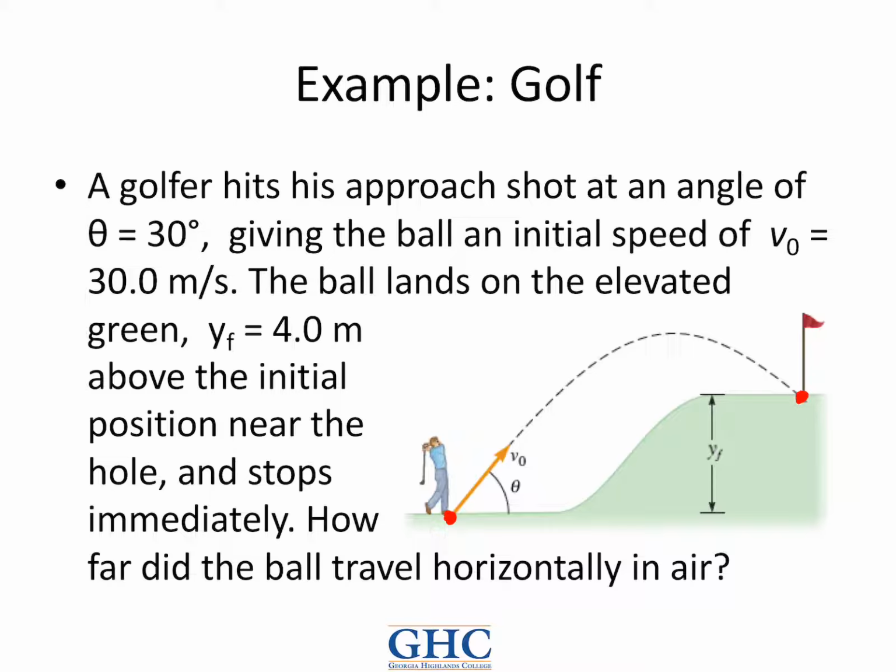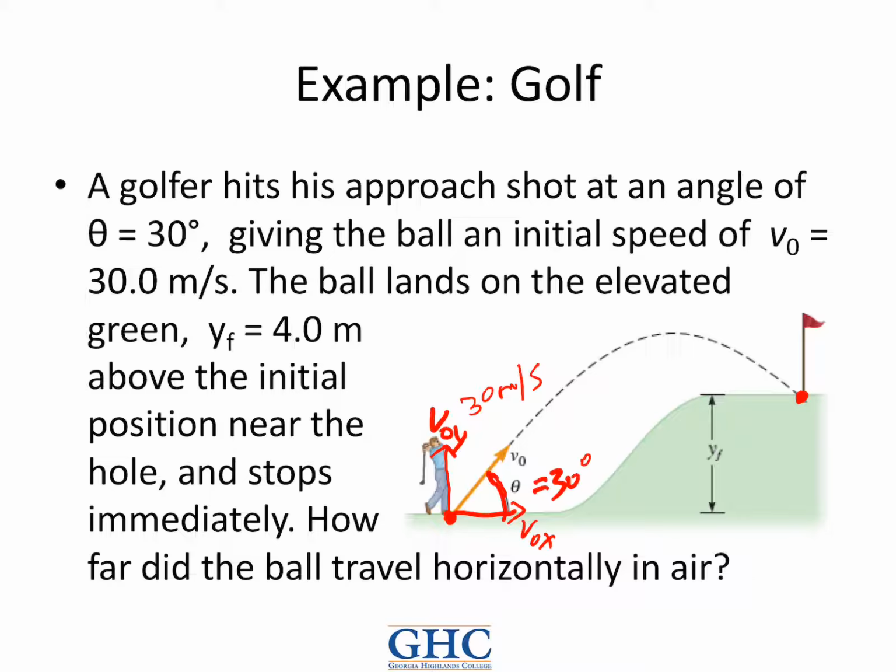So we have a golfer. This angle is 30 degrees, and the initial velocity is 30 meters per second. Now this initial velocity has a direction with respect to the horizontal, so it will give us an x component v0x and a y component v0y. So first we need to calculate v0x and v0y using trigonometry.